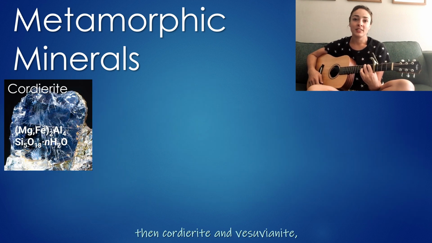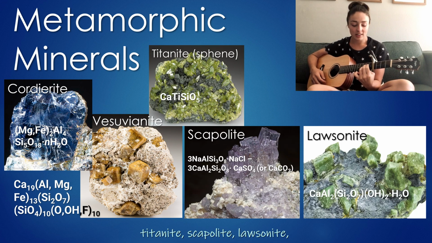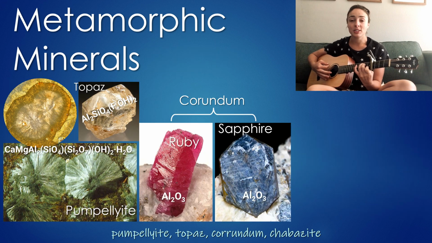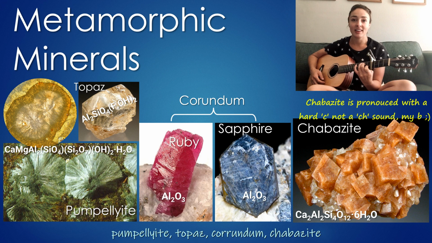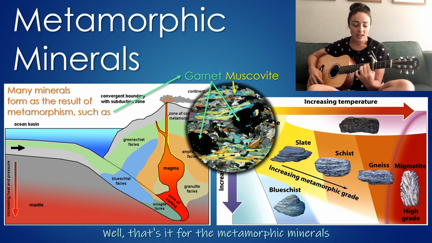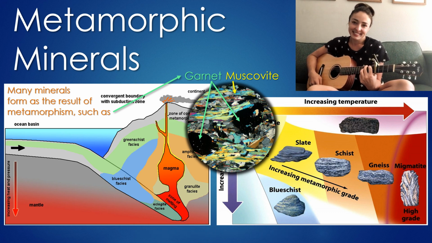Then cordierite and vesuvianite, titanite, scapolite, lawsonite, pumpellyite, topaz, corundum, and chabazite. Well, that's it for the metamorphic minerals that form during metamorphosis.